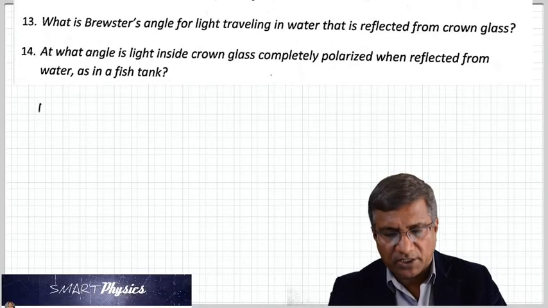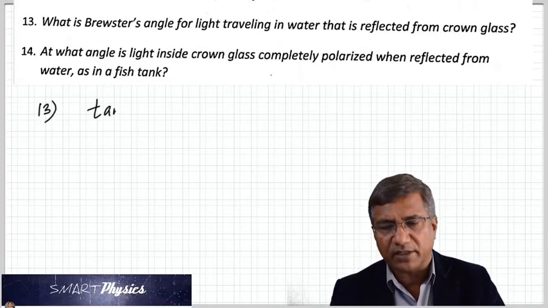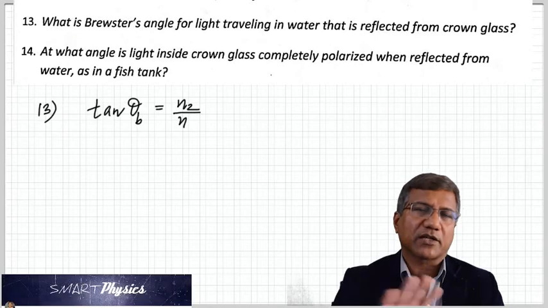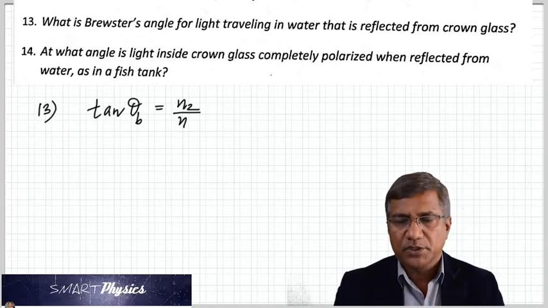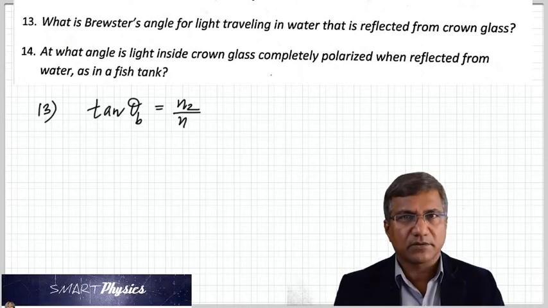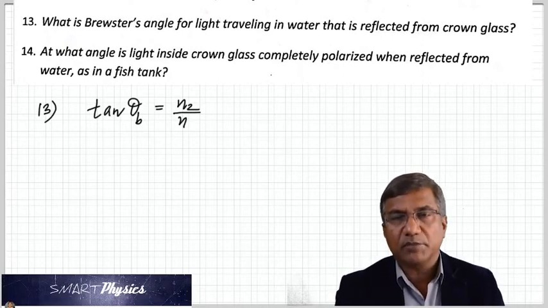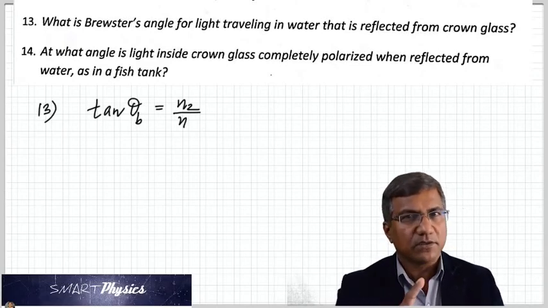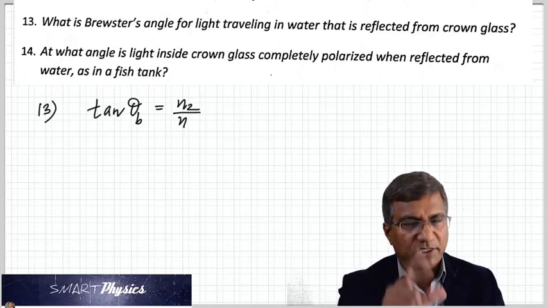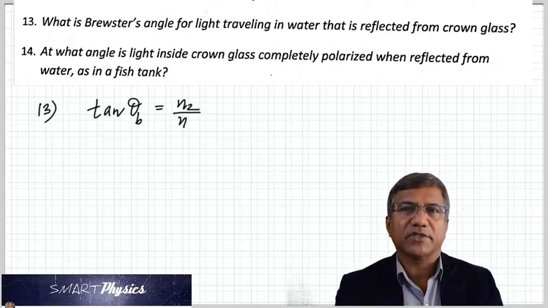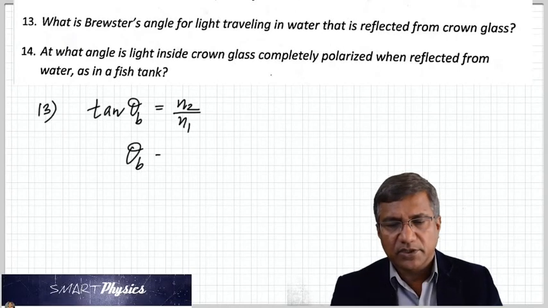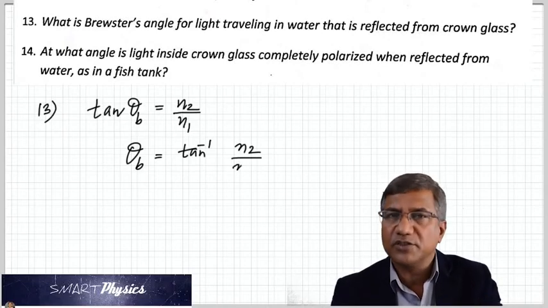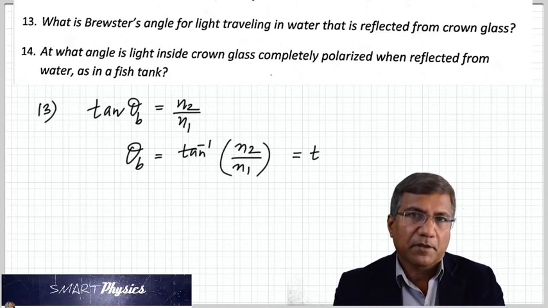Number 13, I think I'd do it on the other side. 13, what is Brewster's angle for light traveling in water that's reflected from crown glass? Okay, crown glass is a type of glass. So the materials here are water and glass, right? So tan theta b is N2 by N1. N1 would be the refractive index of which one? What it's coming through. So that's water. N2 would be the refractive index of glass. And so theta b is tan inverse of N2 by N1. Both of these will be given. I've not printed it out, but it'll be given.